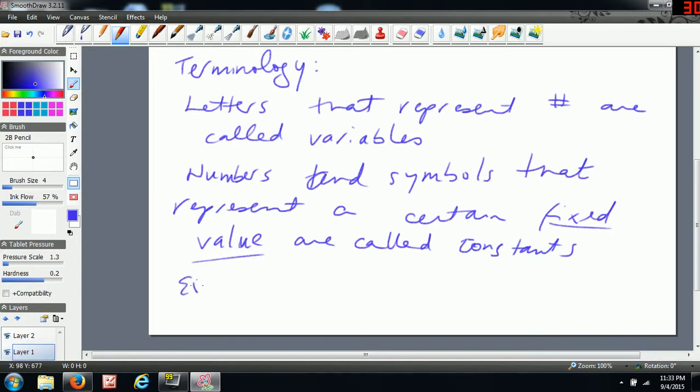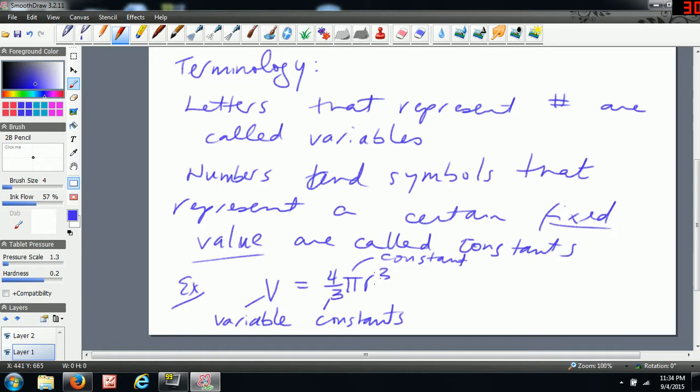So I'm just going to show you an example of what I'm talking about. Say you have V equals 4 over 3 pi r cubed. So this is, say, the formula for volume. Now, in this case, V is the variable. 4 over 3, because it's a number, is just a constant. Same with pi. Pi represents 3.14 and it keeps going, so that's a constant. And then we have r cubed, which is a variable because you can plug in different numbers into it. Okay, so for variables you can plug in values.